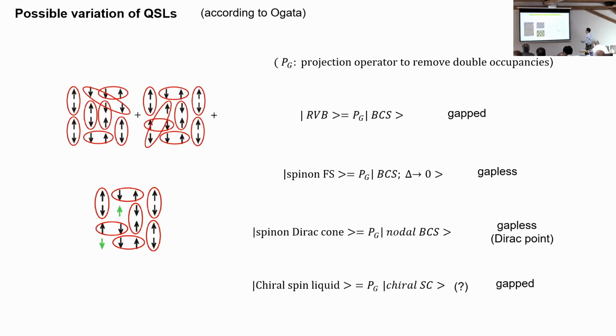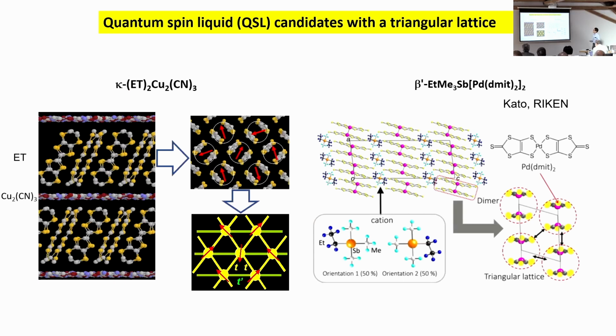These are two representative organic systems of quantum spin liquid candidates. One is the kappa-(ET)2Cu2(CN)3, and the other one is Kato-san's material, the dmit. Both materials have a quasi-triangular lattice, so I won't repeat the essential features of these materials because Michel gave an explanation yesterday.